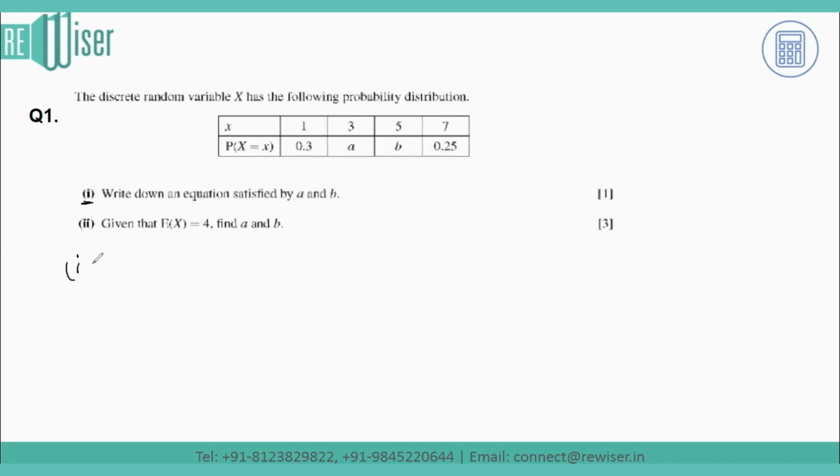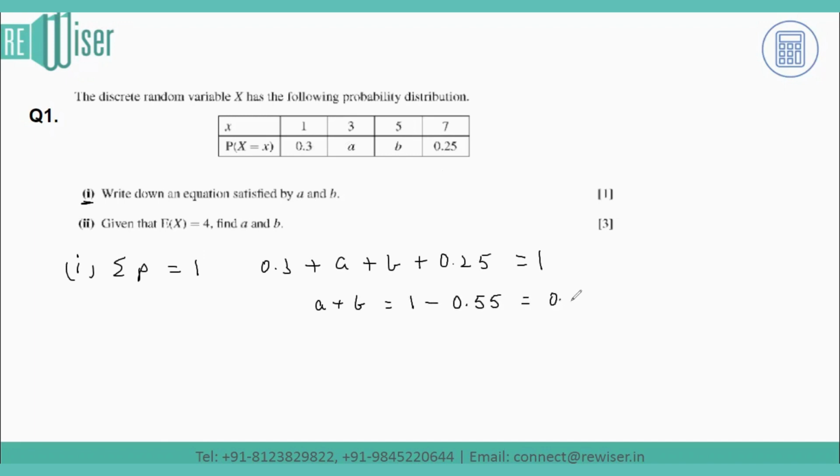For the first question, we know that the sum of all the probability values should be 1. If we add all of them, it should be 1. It cannot be greater than or less than 1. So 0.3 plus A plus B plus 0.25 should be equal to 1. So A plus B equals 1 minus 0.55, which equals 0.45. So A plus B equals 0.45. That's the answer for the first part of the question.